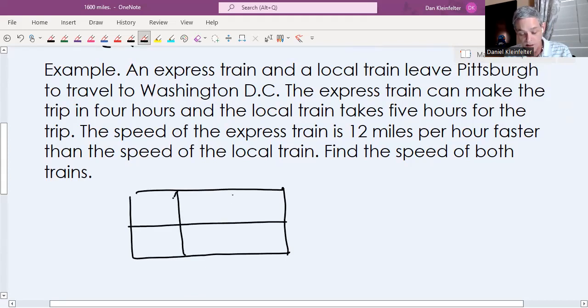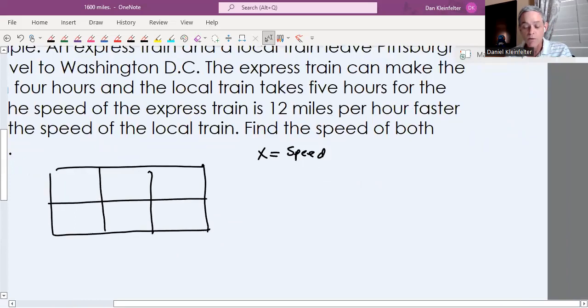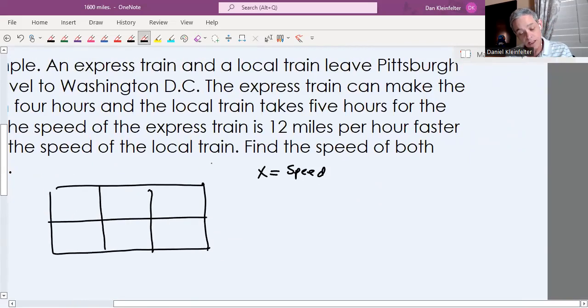On this, we can solve the problem using a single variable. So I'm going to pick the variable to be x. We'll make that the speed. We don't want to just say speed, right? Speed of which train, we should know. We're going to say that's the speed of the local train.